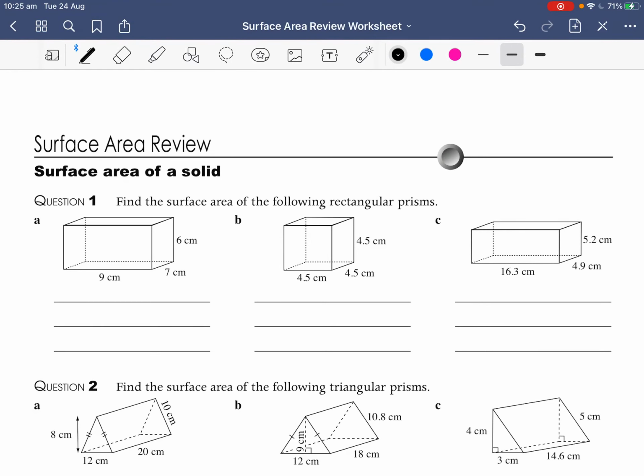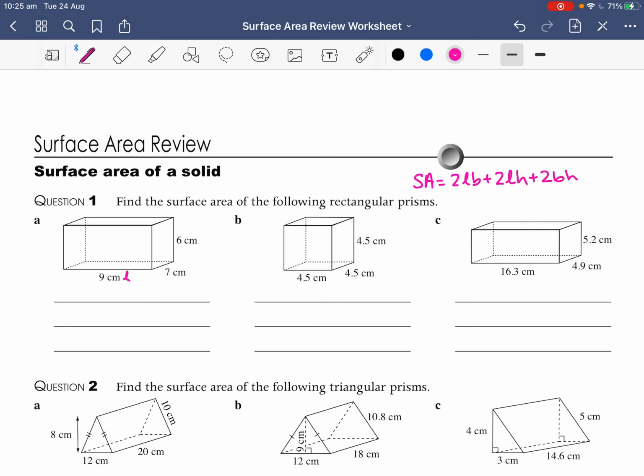Surface area review worksheets, page 3. For question 1, we want to find the surface area of the following rectangular prisms. The surface area formula for a rectangular prism is SA equals 2LB plus 2LH plus 2BH.